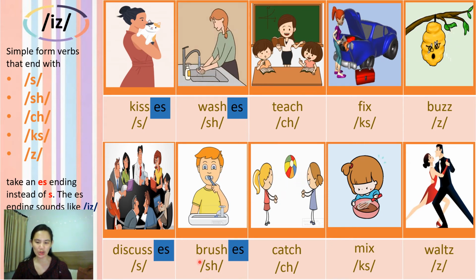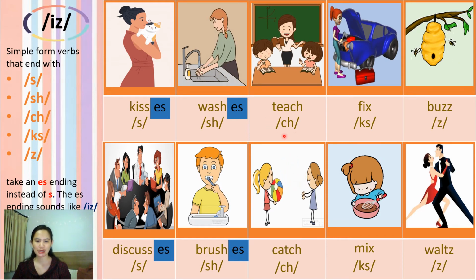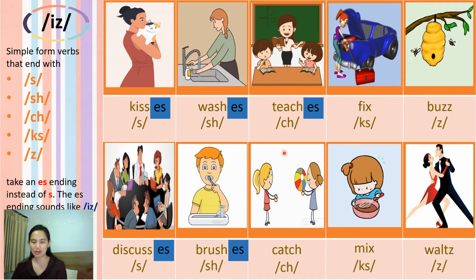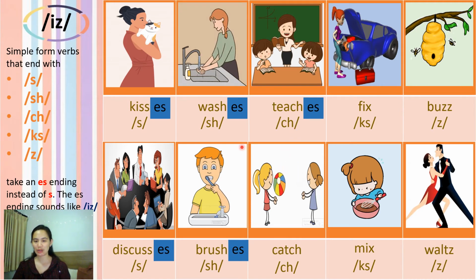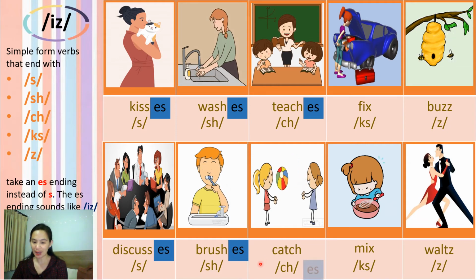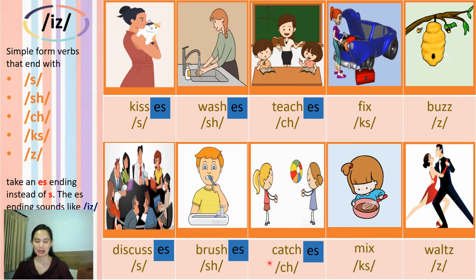Again, brushes. Next word is the word teach. Ch is the last sound. Again, if you hear this sound, you're gonna add es at the end of the simple form of the verb. Let's add es to make it into a simple present tense. So you're gonna read the word as teaches. Again, teaches. Next word, catch. We hear again the sound of ch. So we're gonna add es at the end to make it into a simple present tense. So we're gonna read the word as catches.